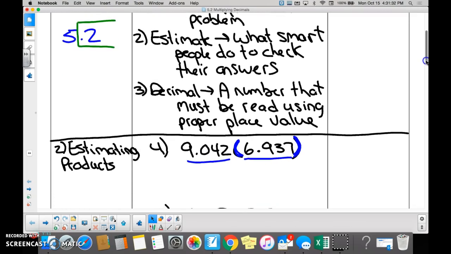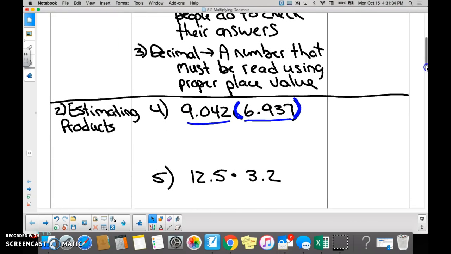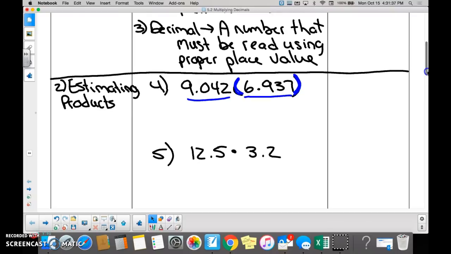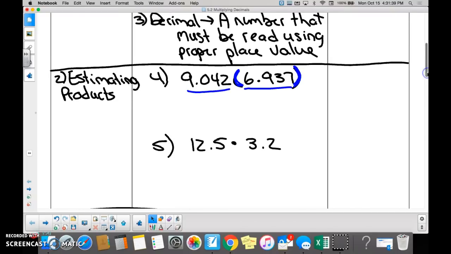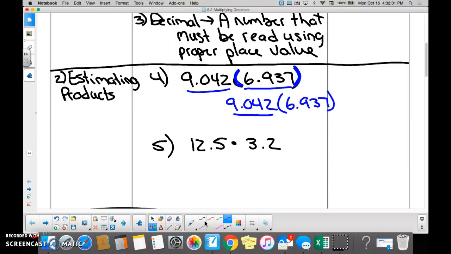And estimating products, again, much like adding and subtracting, you want to make a good estimate, or check your work by using estimation. So I am going to rewrite this problem as it was written, because I had already drawn over it. It was written as 9 42 thousandths times 6 937 thousandths. Hopefully you now remember that anytime you have a number followed by a parenthesis with no sign between them, that means multiplication. So we're multiplying those two numbers.